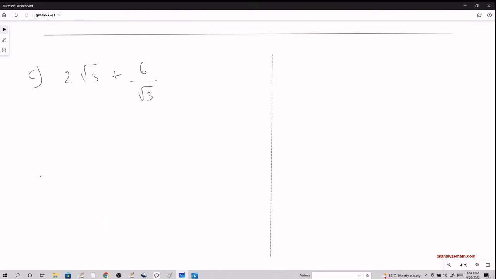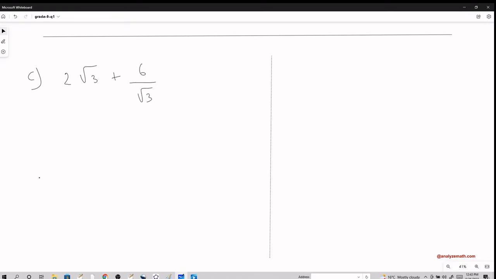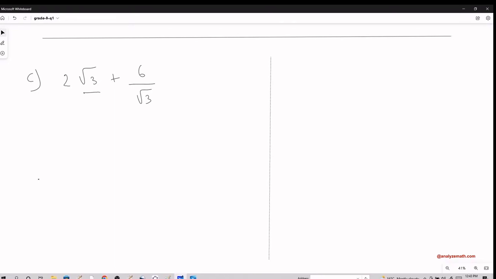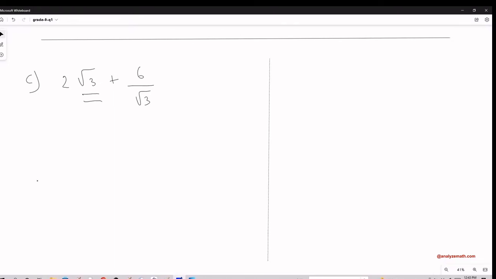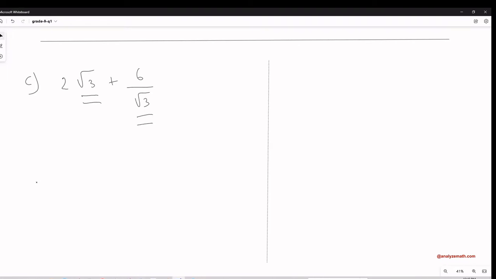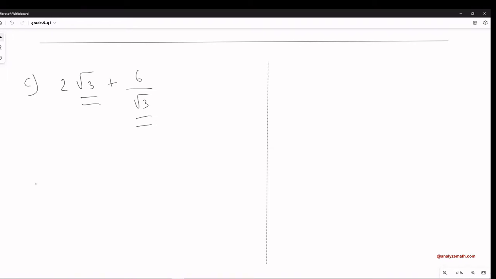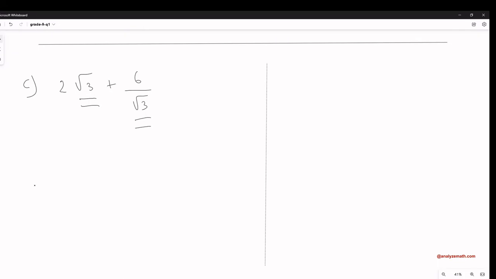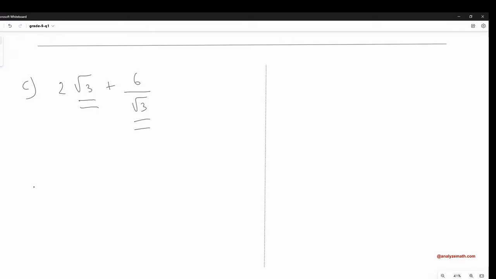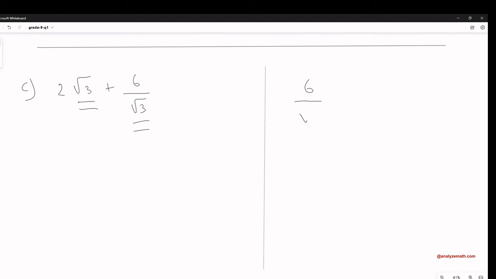Now let's go to the question in part C, where we have the radical here, square root of 3, and the square root of 3 in the denominator. And there is no way we can simplify this unless we make some changes. Now let's look at 6 over square root of 3.